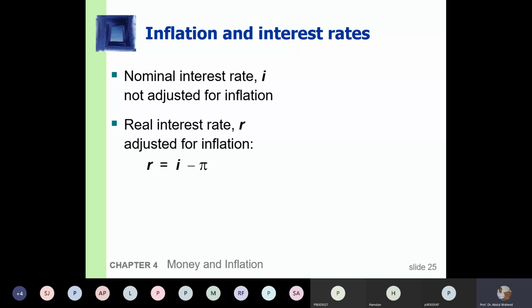Okay. So it means people are getting negative returns on their deposits. If the deposit rate is 7% and the inflation rate is 10%, it means we are getting a negative return on our deposits.